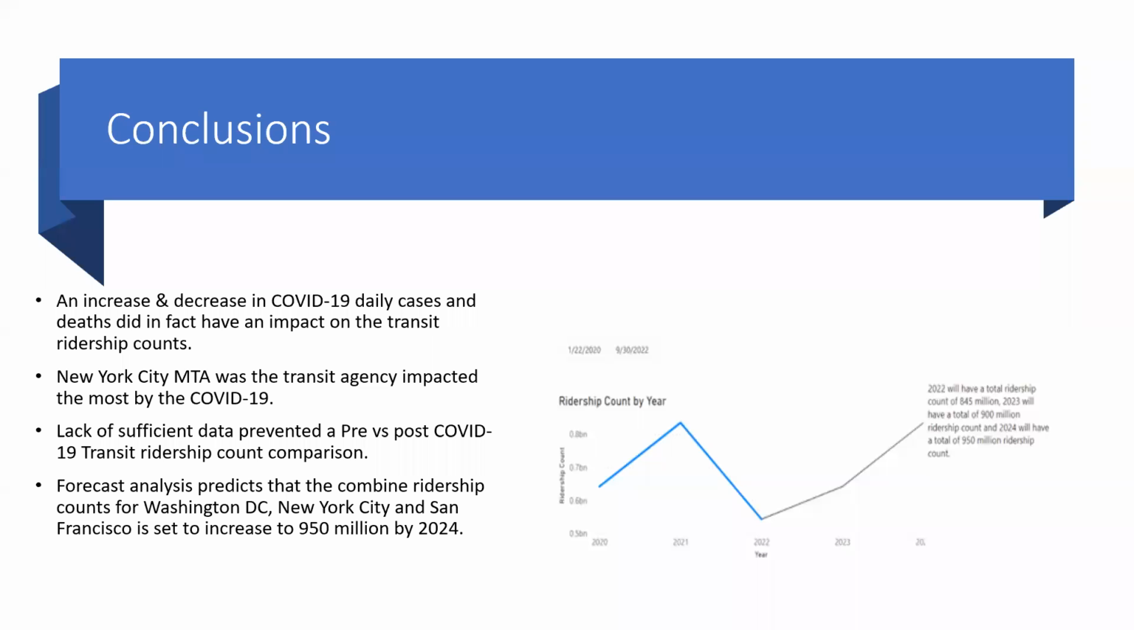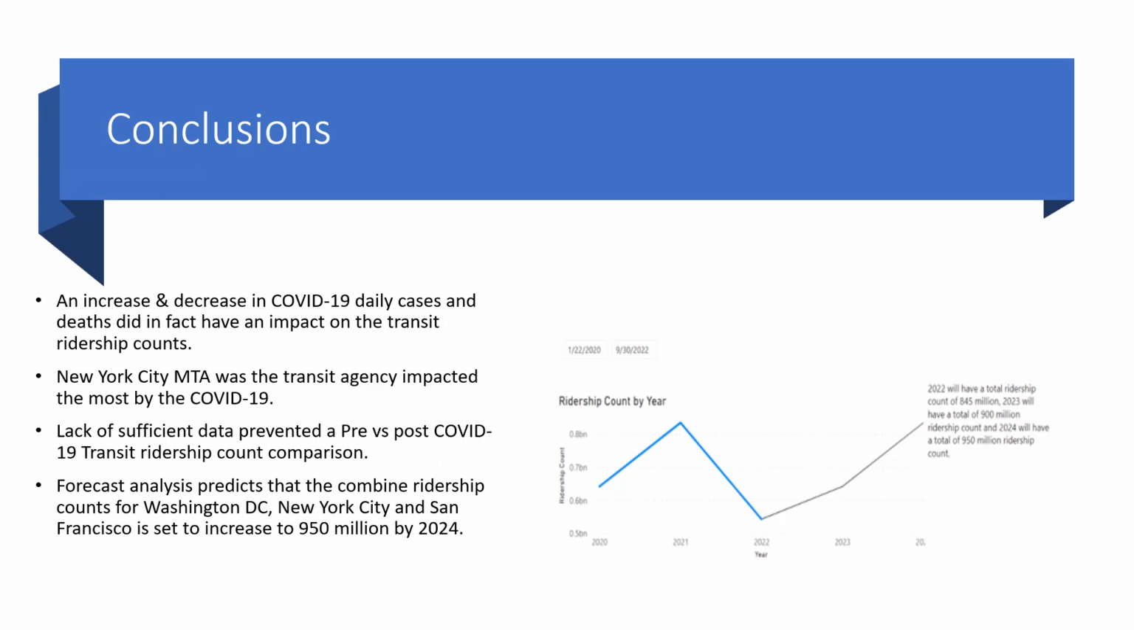And then now it's time for the conclusion. So basically, from the analysis of my project, the conclusion I made was that an increase or decrease in COVID-19 daily cases and death did in fact have an impact on the transit ridership count. And then to answer my third KPI, New York City was the transit agency impacted the most by COVID-19.